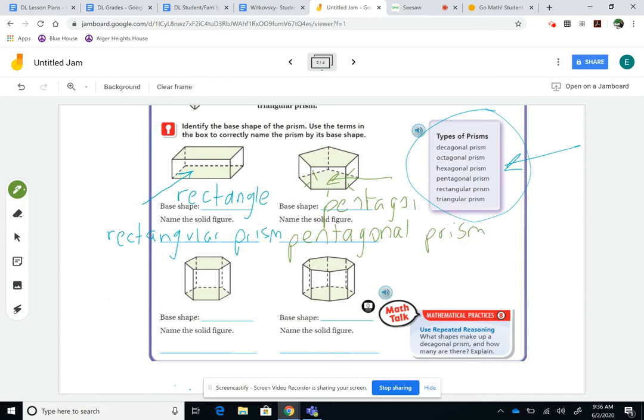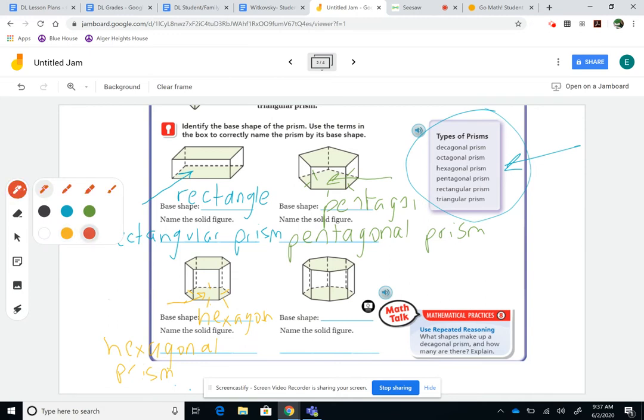Okay, and then the next one, I'll switch to yellow. The base shape is here, and it has 1, 2, 3, 4, 5, 6. What's a 6-sided figure called? A 6-sided figure would be a hexagon. H-E-X-A-G-O-N. So then you go to the box and you find the one that has hex in it, and it's a hexagonal prism. I don't know why my eyes never come out.